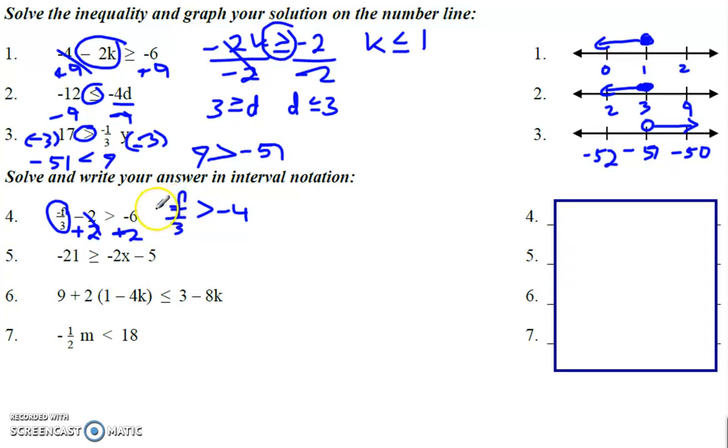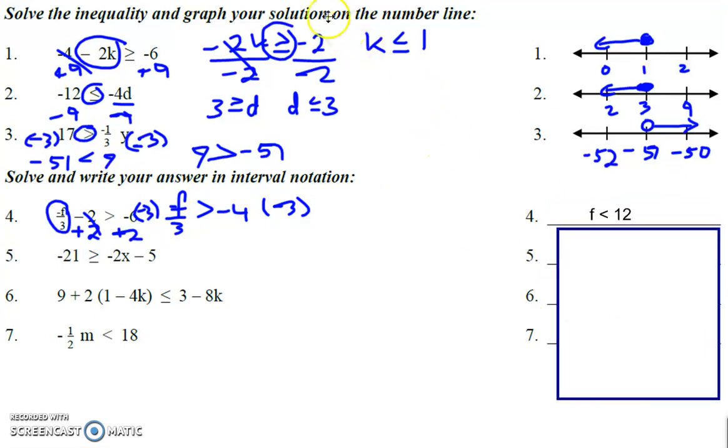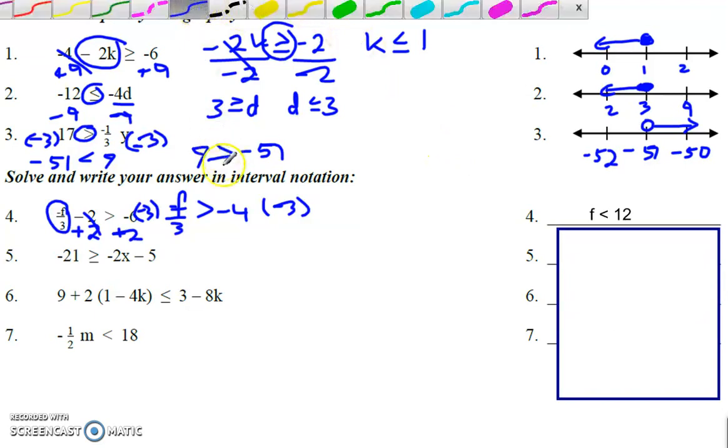And then multiply by negative 3 because we want to get rid of the negative right here and the 3. So times negative 3, and that gives me 12. Multiplying by a negative, flip that sign. All right. So it gives me less than 12.